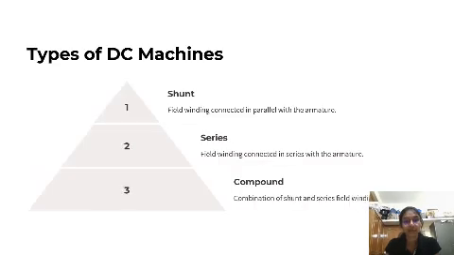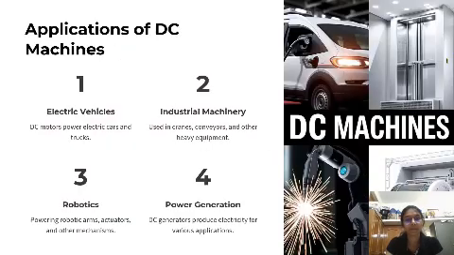Next, types of DC machines. First one is shunt: field winding connected in parallel with the armature. Series: field winding connected in series with the armature. Compound: a combination of shunt and series field windings is called a compound DC machine.